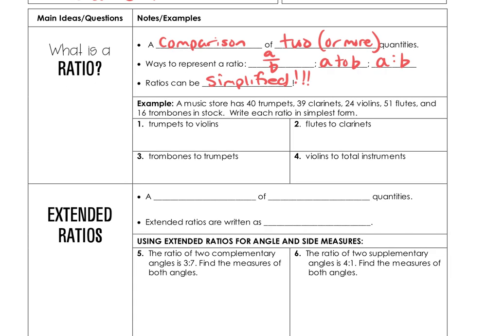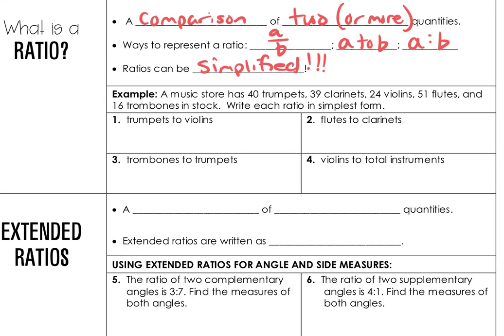So as our first example, we see here a music store has 40 trumpets, 39 clarinets, 24 violins, 51 flutes, and 16 trombones in stock. We have to write each ratio in simplest form. There's that kind of hint again for us. So trumpets to violins, I see we have 40 trumpets and we have 24 violins. Guys, when you go to write your ratio, we always want to do it in the order that it's telling me. So trumpets is going to be the numerator, violins is my denominator.